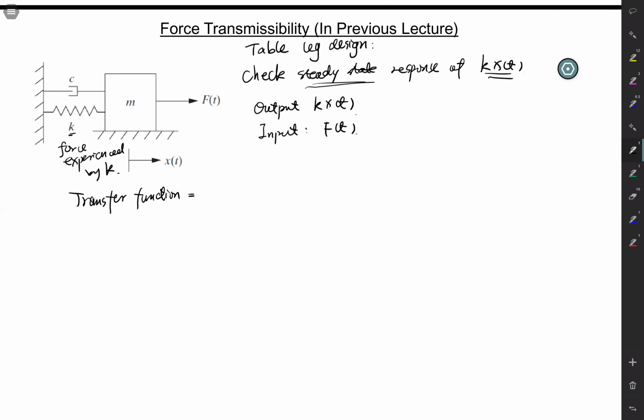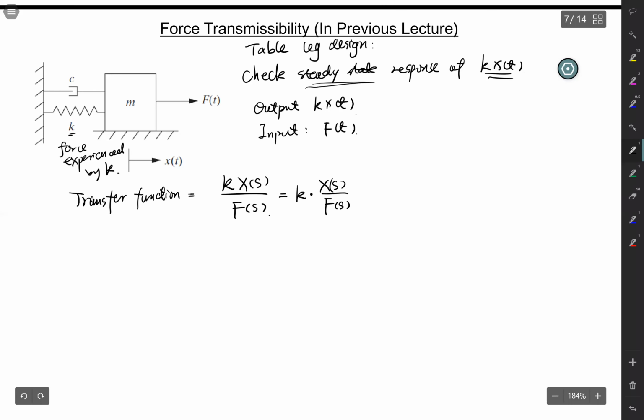Your transfer function is going to be k X(s) divided by F(s), right? Make sense? Because it's no longer X over F, because we're not interested in x. We're interested in k times x. We are interested in what's the force experienced by your spring. Because k is a constant, you can put k in front of X(s) over F(s). We already know the second term, right? We just derived that: it equals 1 over s squared plus 2 omega n zeta s plus omega n squared.